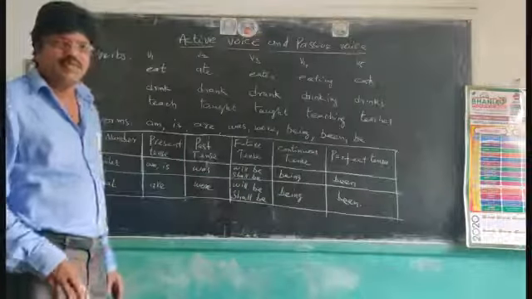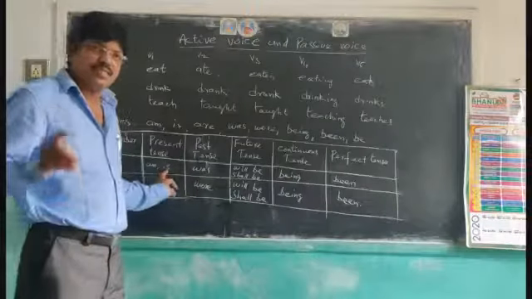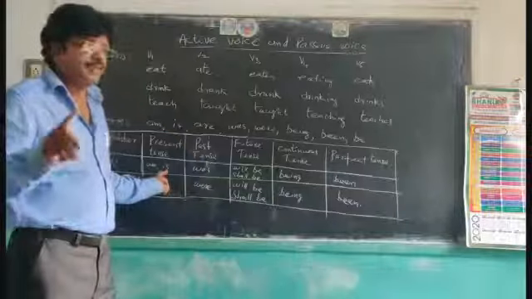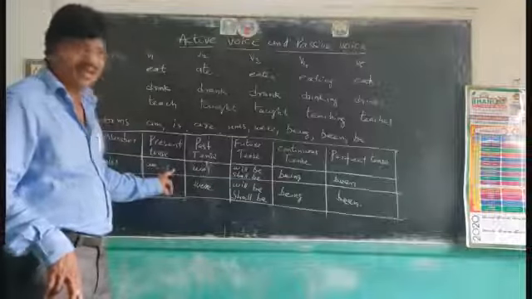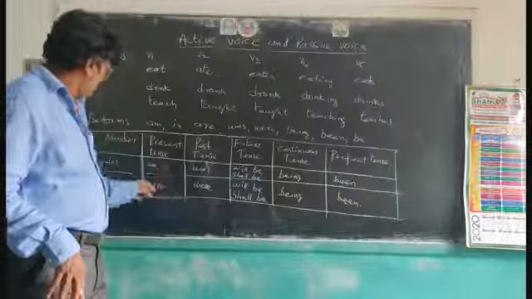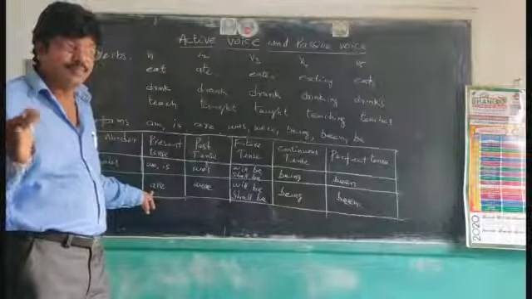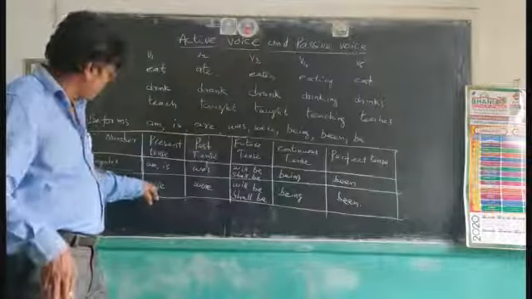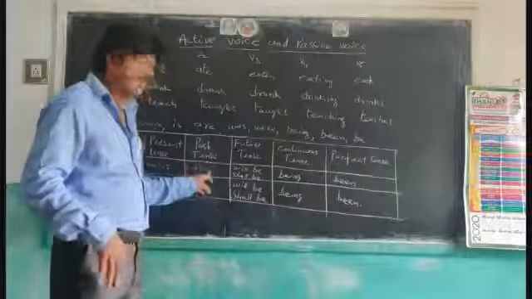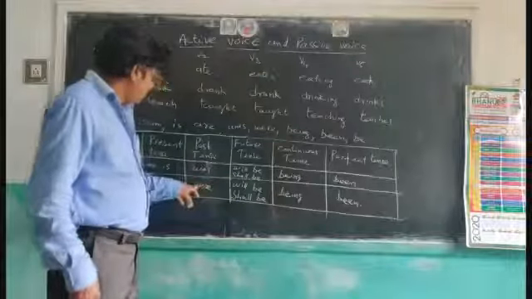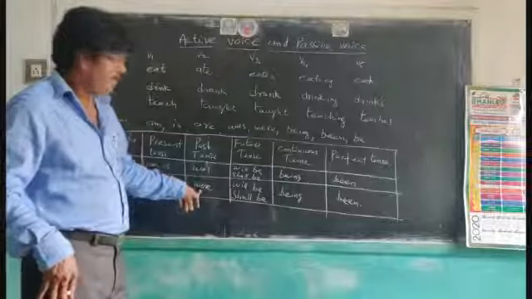In present tense, we use be forms. If the subject is singular, we use the be forms am and is. If the subject is plural, we use the be form are. In past tense, if the subject is singular, we use the be form was. If the subject is plural, we use the be form were.